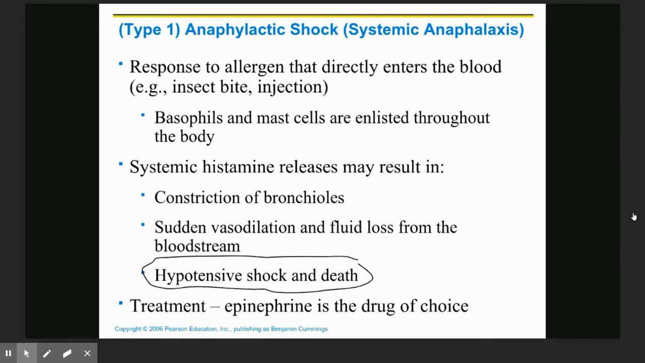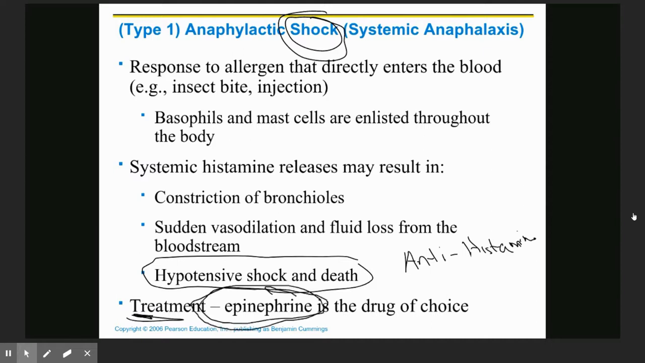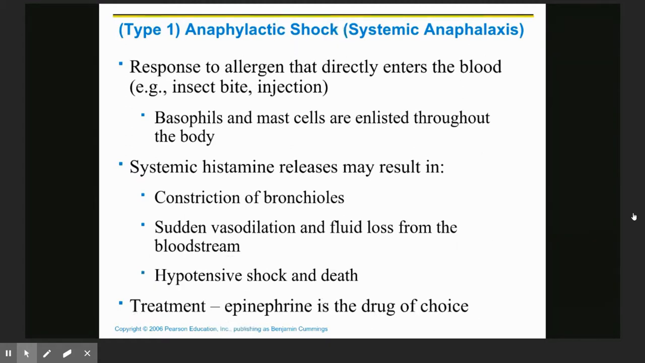Well, you don't have time for an antihistamine to work. It just doesn't work quickly enough. And so if you are going into shock, you need something that works really, really fast. And so the treatment of choice is epi. A lot of people carry EpiPens. All that epi does is counteract these effects. So epi causes the bronchioles to dilate. Epi causes your blood vessels to constrict.